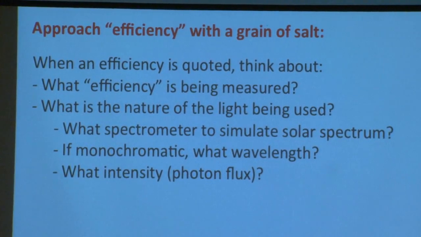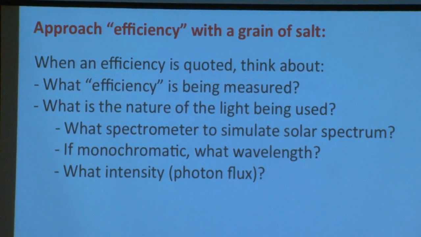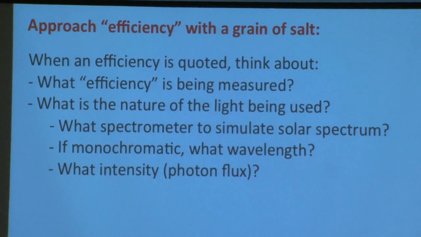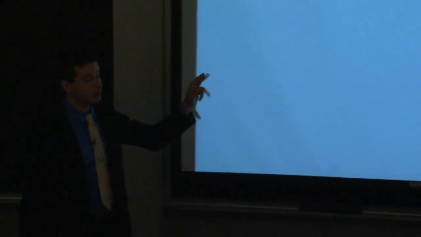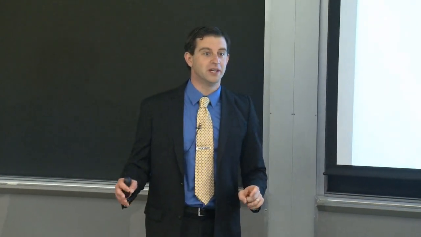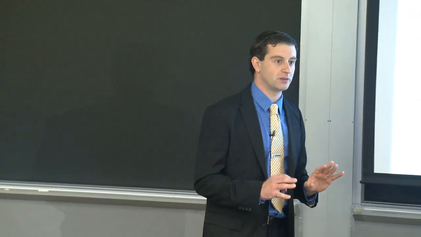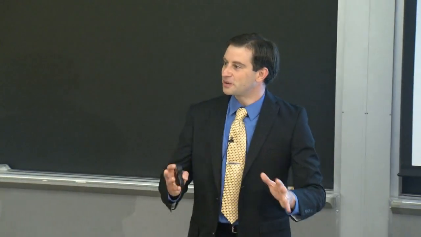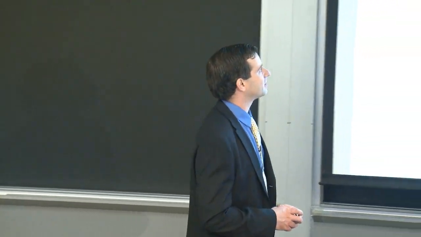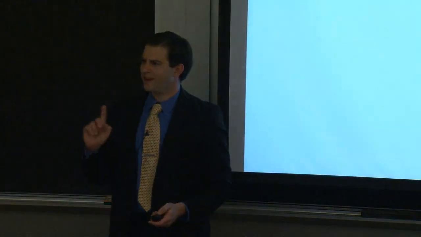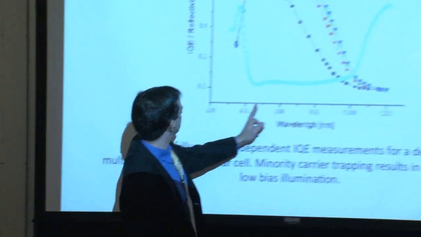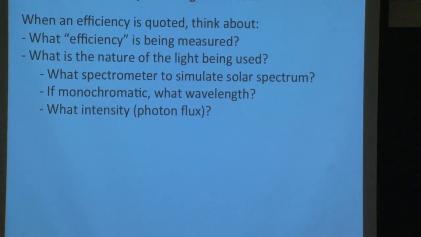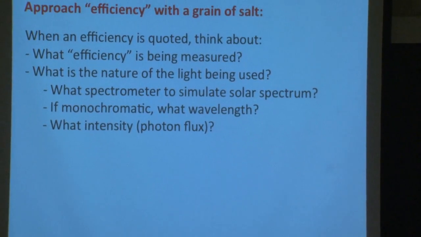Okay, so take efficiency with a grain of salt. When you hear somebody reporting an efficiency value, think about what efficiency is being measured. Is it energy conversion efficiency? Is it quantum efficiency? Internal, external? What wavelengths? What is the nature of the light being used, right? Is it a 1 sun illumination source that has been well calibrated to within 2% spectral fidelity, spatial uniformity, temporal stability? Is it a really bona fide good light source? Or is this some monochromatic light source that somebody set up because they knew, aha, my solar cell really responds well to, say, 500 nanometers light, right? So I'm going to report my values right at that wavelength. You have to take it with a grain of salt.